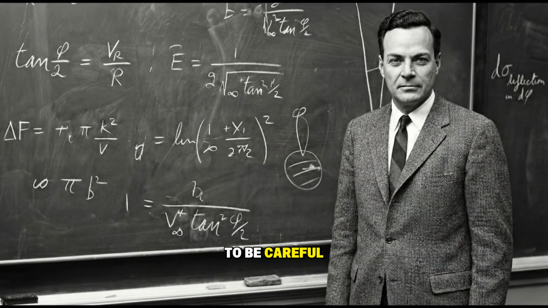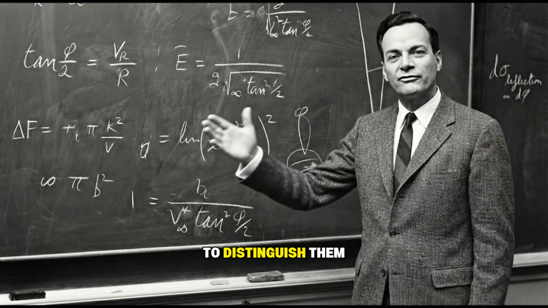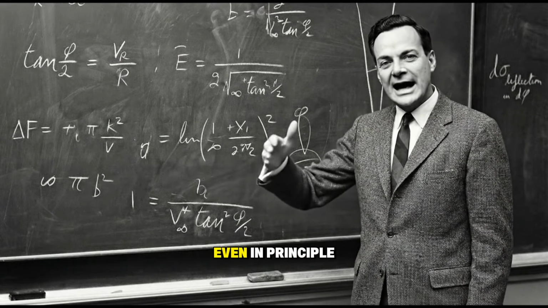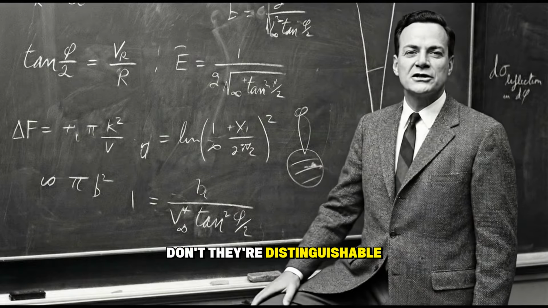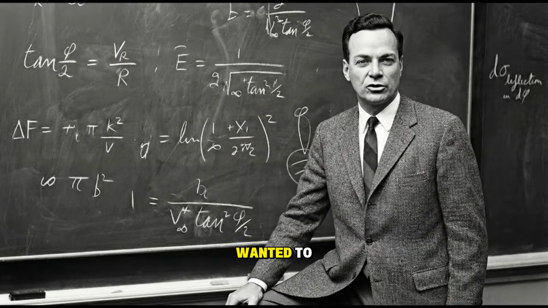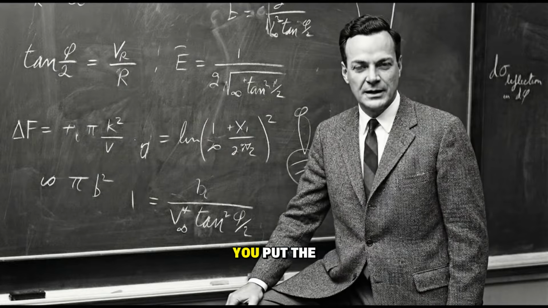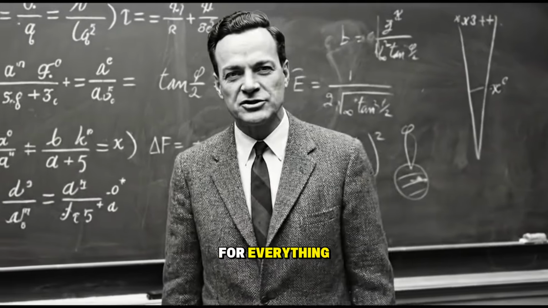And you have to be careful about what distinguishable means. It's not about whether you bother to distinguish them. It's about whether you could, even in principle. If you could, even if you don't, they're distinguishable. You count the chances separately. If you couldn't, even if you wanted to, they're indistinguishable. You put the arrows together. That's the rule, and it works for everything.